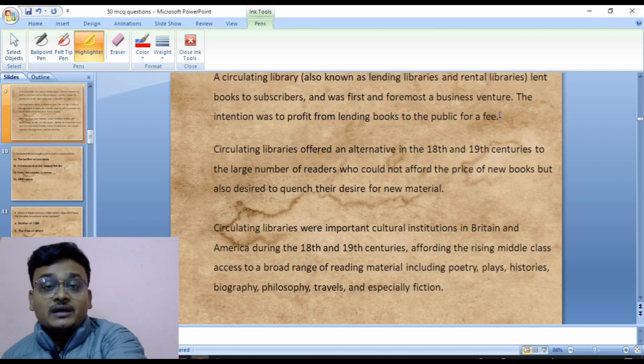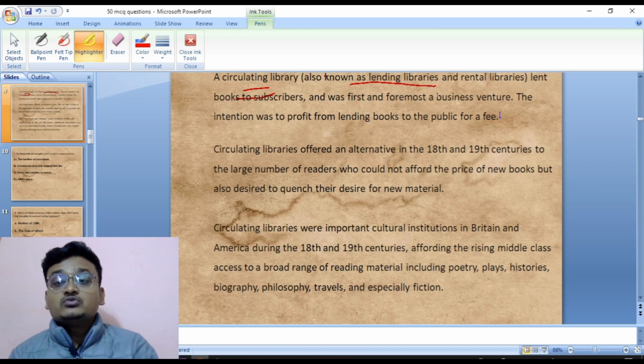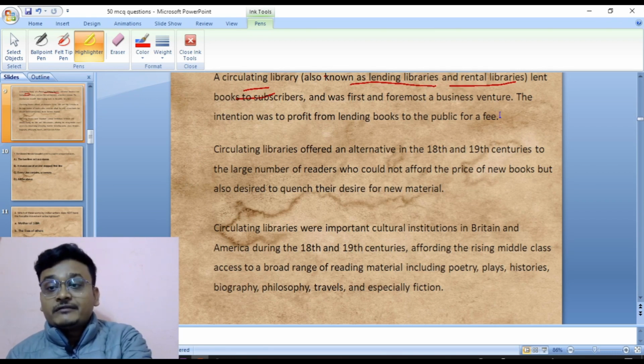Okay, now look here, what is a circulating library? A circulating library, also known as a lending library or rental library, lends books to subscribers, and was first and foremost a business venture. The intention was to profit from lending books to the public for a fee.